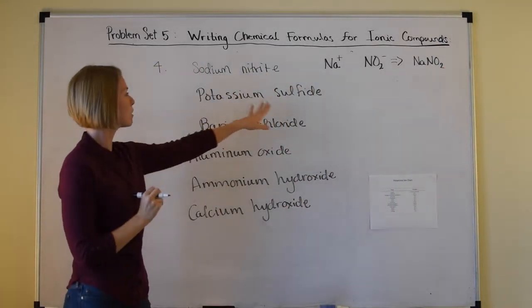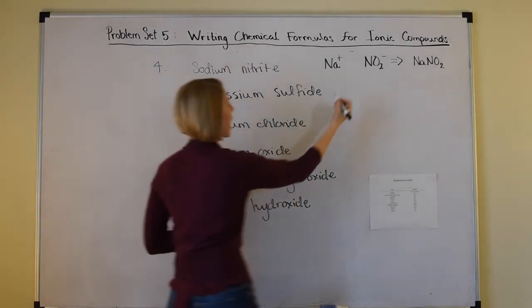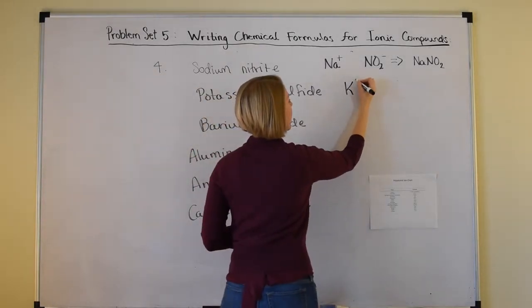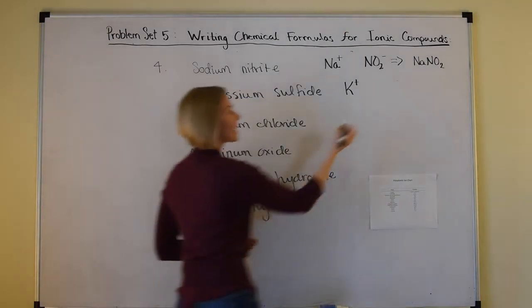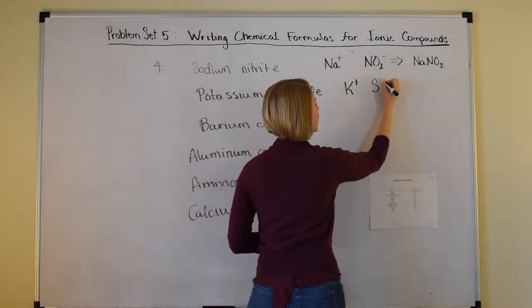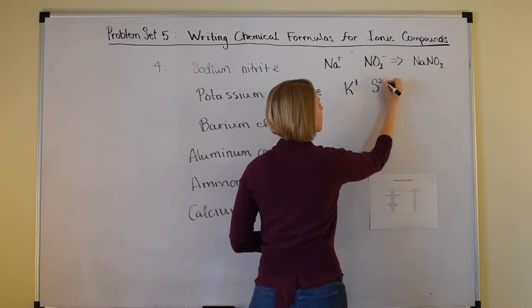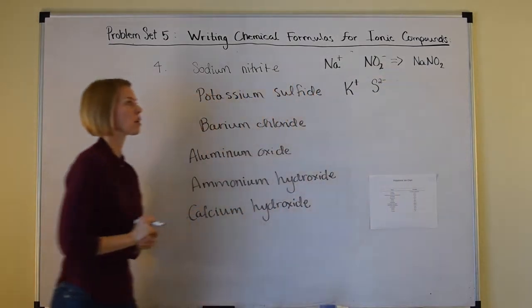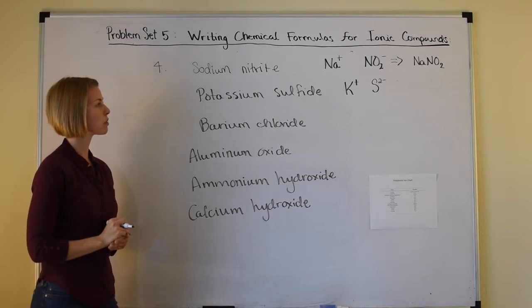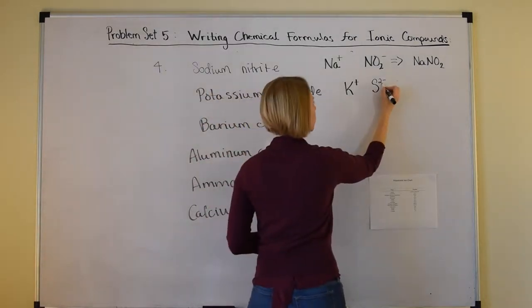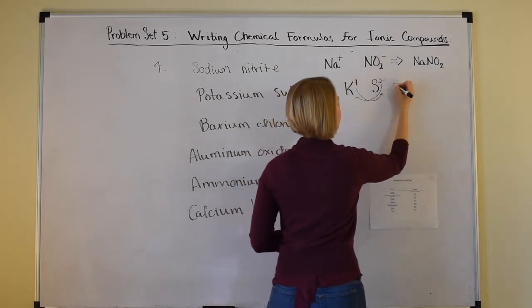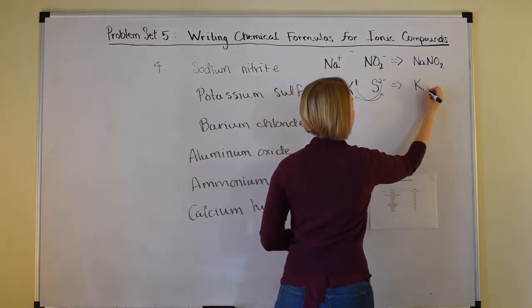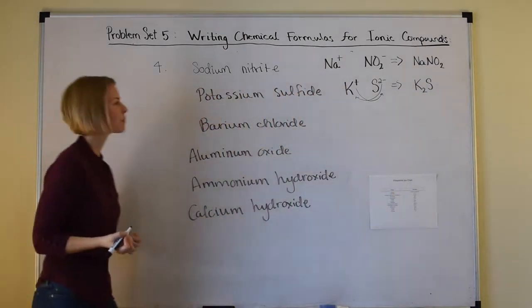All right, potassium sulfide. Potassium is a group 1A metal, so 1+ charge. Sulfide is a sulfur that has gained 2 electrons to complete its octet, so S with a 2- charge. So you can use a little switcheroo if you want here. It's going to take 2 potassiums to balance out the charge on 1 sulfide.